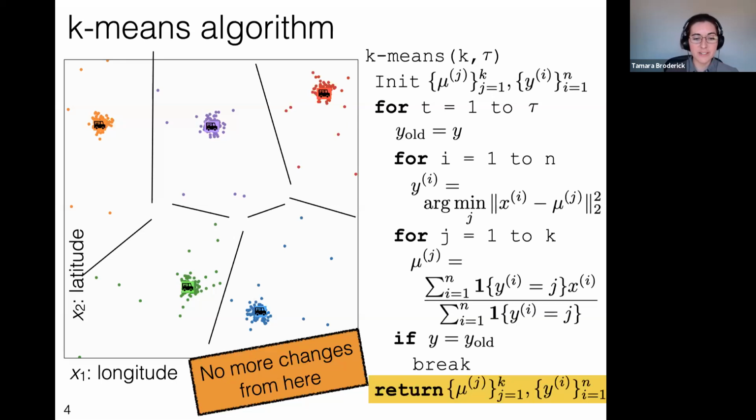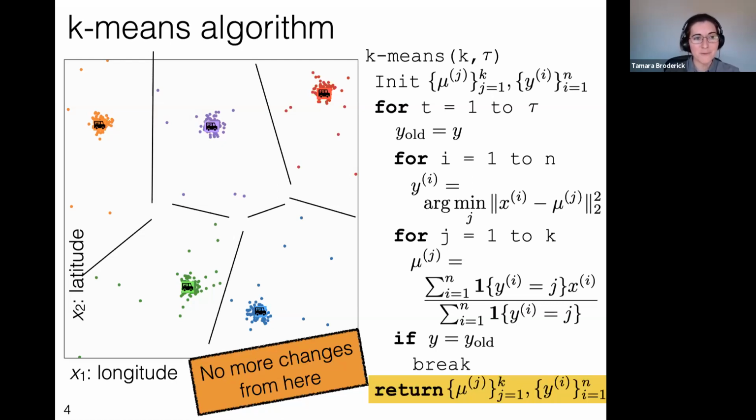Okay, and then finally, after we've done all of this, we're going to return our food truck locations, the mu super j, and our assignments of individuals to food trucks, the y super i. Because that was the point. We went into this algorithm trying to optimize our k-means objective. In particular, we wanted to figure out where to put our food trucks and where to tell people to go, which food truck they should get food from. And so we want to make sure that we return those things. Okay, so this is the k-means algorithm.